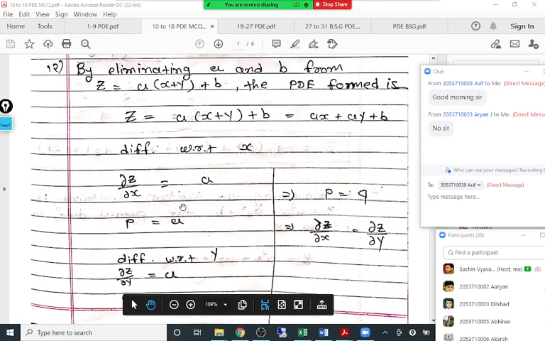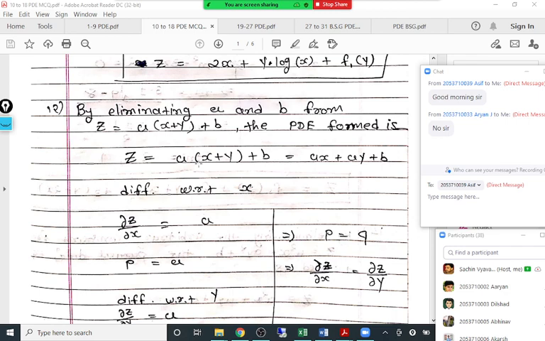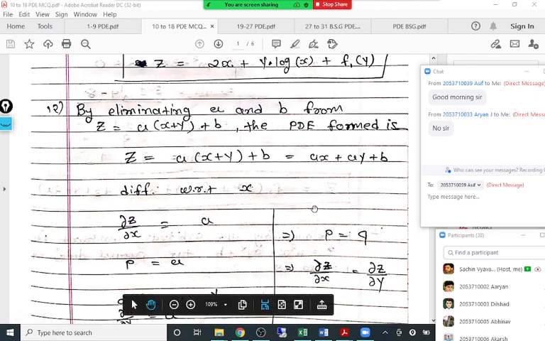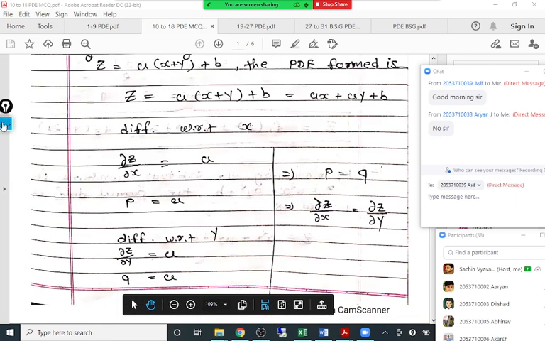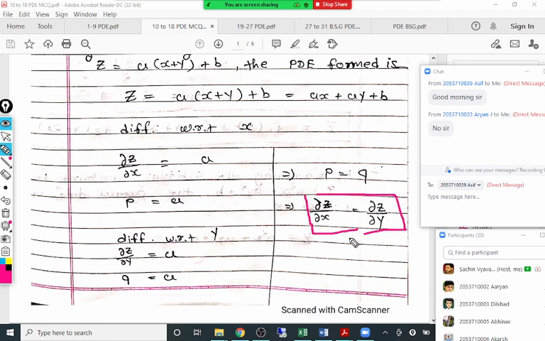Very simple. You'll observe, you take dou z by dou x, you get a. Dou z by dou y is also a. So obviously you get the equation. If you find the relation between them, so p is equal to q. So the differential equation is here. This is the answer, p equal to q. This is the differential equation corresponding to this; you can write it in the form of PQ. Okay, so any doubt here? No.